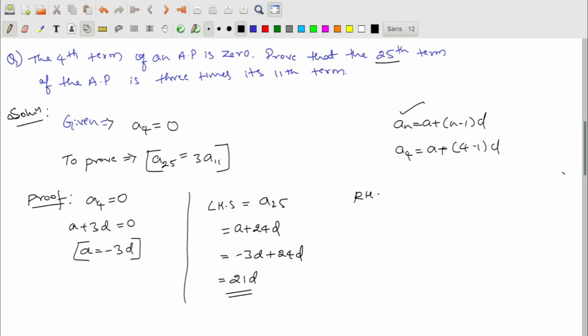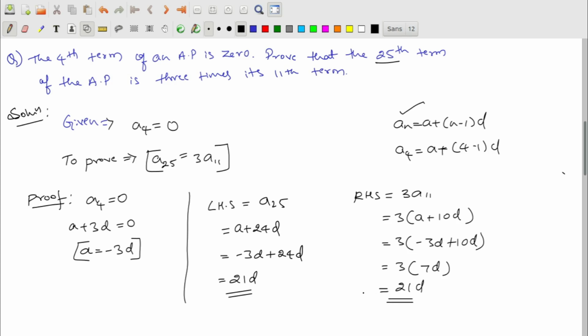And then RHS given is 3 times a11. Again the same an formula, a11 is a plus 10d, and then we know a is minus 3d plus 10d, and then 3 into (minus 3 plus 10) is 7d, so which will give 21d, right? So we got the same LHS and RHS, so hence you can write LHS is equal to RHS, hence proved.